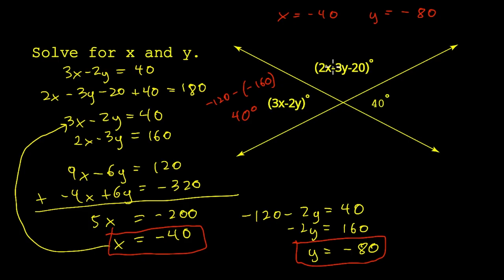Now this angle should be supplementary to 40, which is 140. So now let's put these in. 2 times -40, we have -80 minus a -80 times 3, that's 240 minus 20. So then -80 plus 240 is positive 160, minus 20 is 140 degrees, and that works, and we have our check.